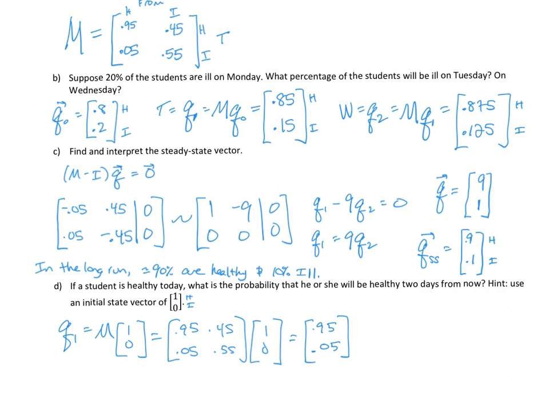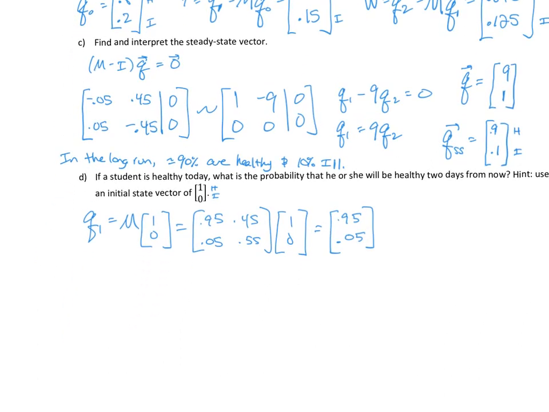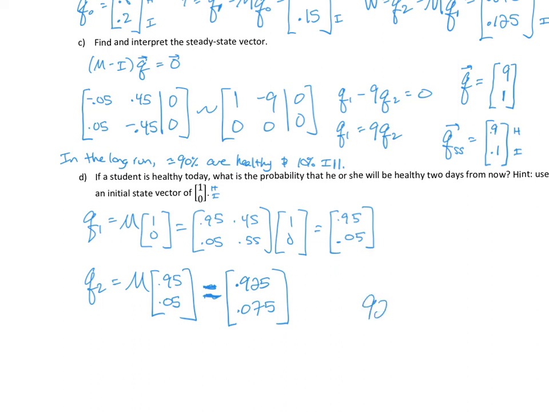Okay, and then Q2 is M times Q1. Stochastic matrix times 0.95, 0.05. So this is the second day, 2 days from now. And it comes out to exactly 0.925 and 0.075. So if a student is healthy today, the probability that he or she will be healthy 2 days from now is 92.5%.